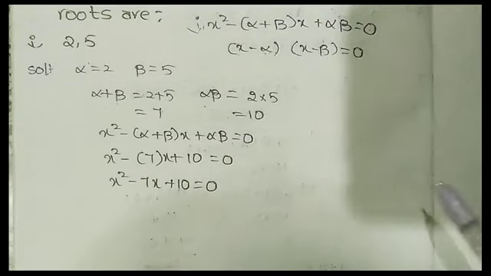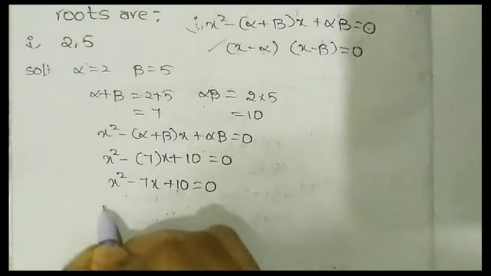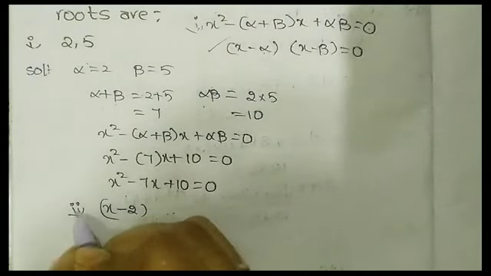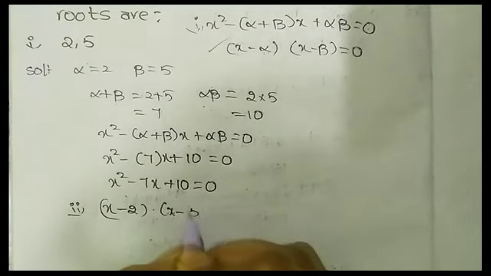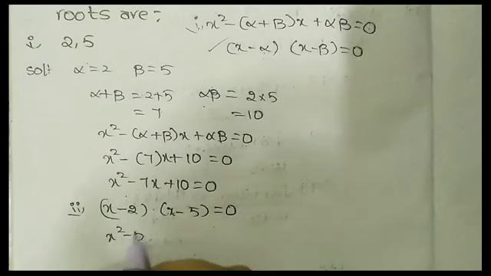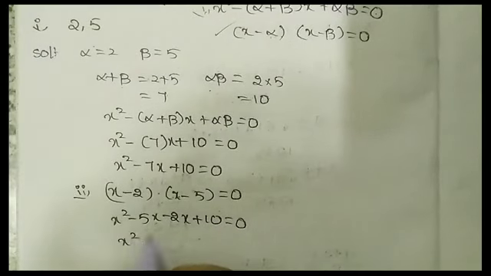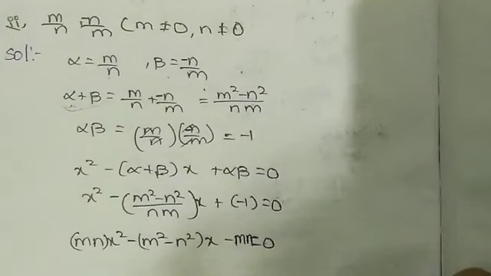In any method we get the same answer. Let us solve with the second method also. x minus alpha is 2, x minus beta is 5, is equal to 0. x into x square minus 5x minus 2x plus 5 twos are 10 is equal to 0. So x square minus 7x plus 10 is equal to 0 is the required quadratic equation.